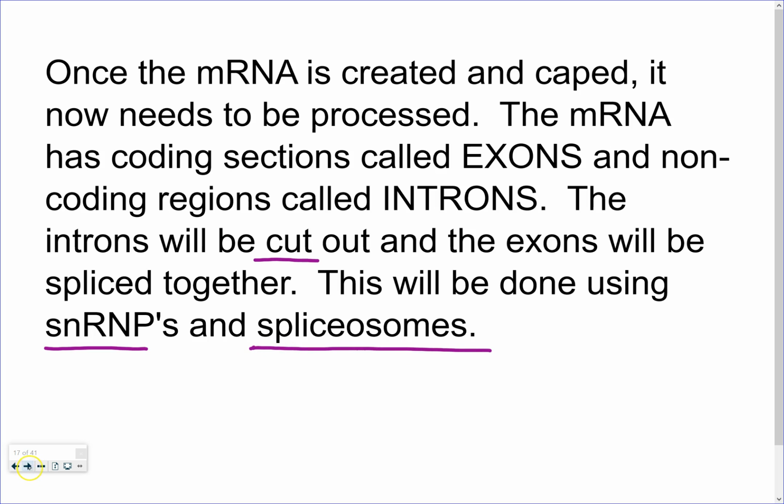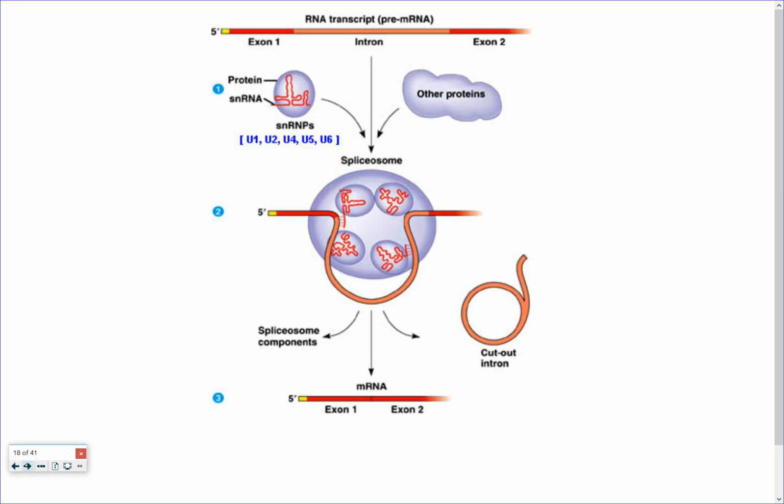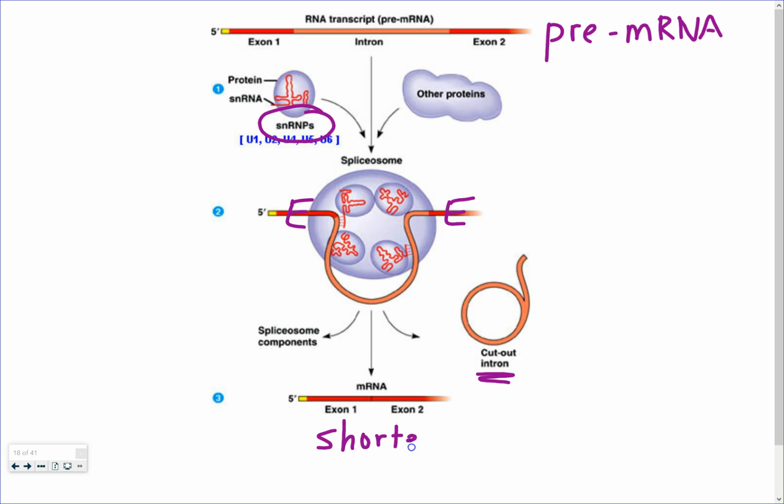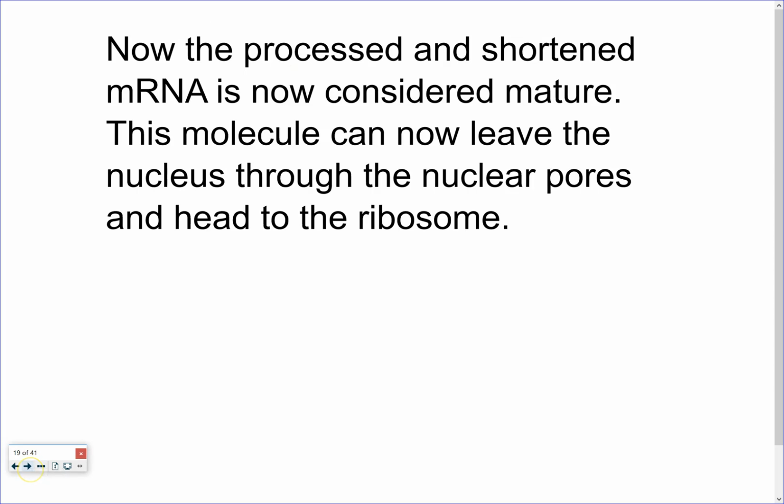So let's take a look at this diagram. Here you can see your pre-mRNA has a lot of extra bases, and in comes the SNRPs. They're going to begin to cut out these intron pieces. Then you need to take the exons, there's one and there's one, and you need to splice them together. So in this case now you can see that the mRNA is shorter and it does not contain any non-coding regions. Now that it's been processed and it's shortened, it's considered mature.